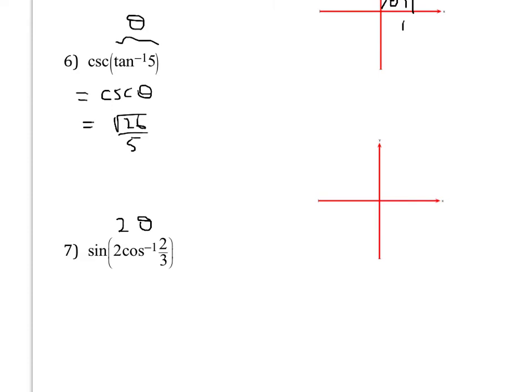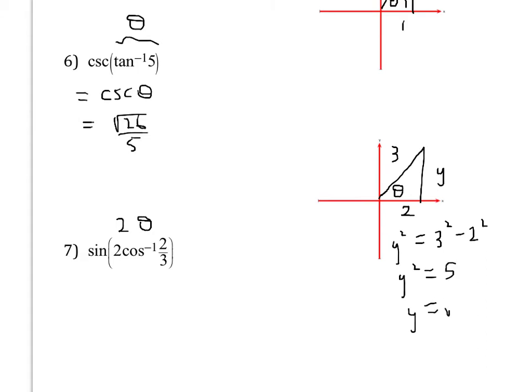So we're either in the first quadrant or second quadrant. I imagine we're probably in the first quadrant here. Cosine is 2/3, so how about a 2 and a 3? And then to find y, I think this is theta. Let's see, y squared equals 3 squared minus 2 squared. So y squared equals 5. Y equals the square root of 5, right? We do need to know that.